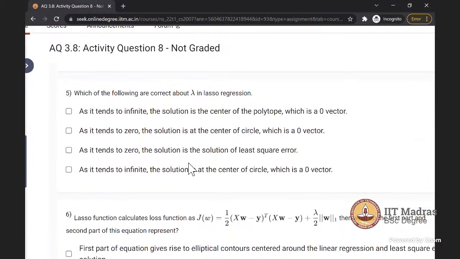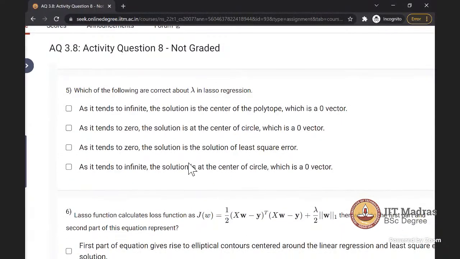Okay. Question number 5. Which of the following are correct about lambda in lasso regression? I think this is very similar to the previous question. As it tends to infinity, the solution is the center of the polytope, which is the 0 vector. Option number 2, if it tends to 0, the solution is at the center of the circle, which is the 0 vector. Option number 3, as lambda tends to 0, the solution is the solution of least square. Option number 4, as it tends to infinite, the solution is at the center of the circle, which is a 0 vector.